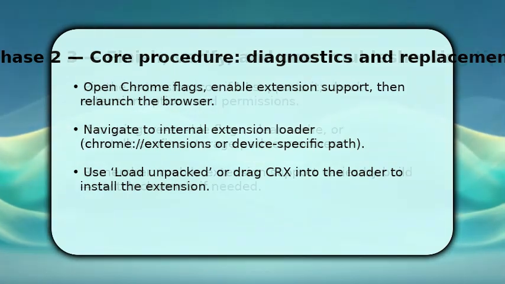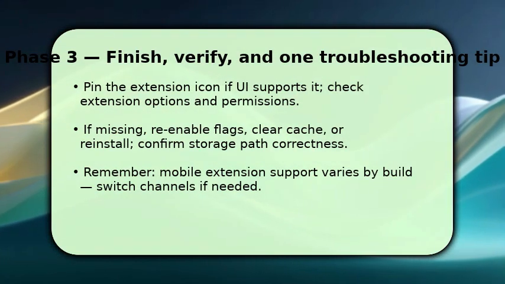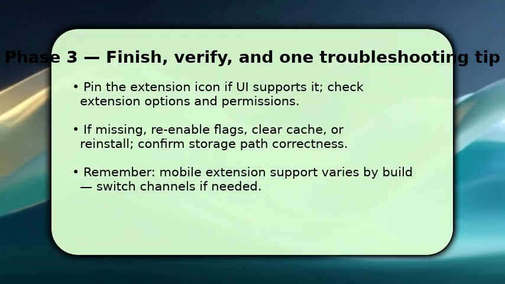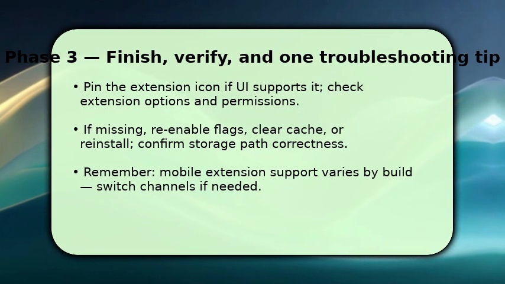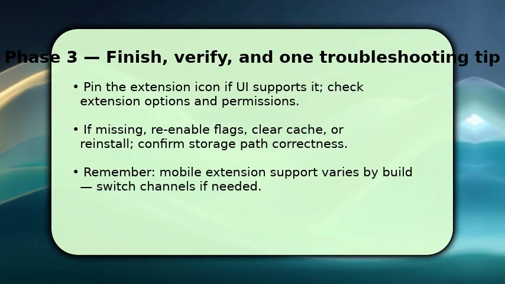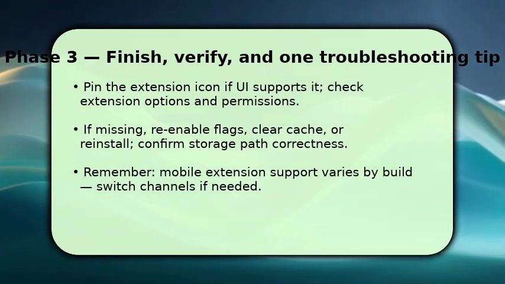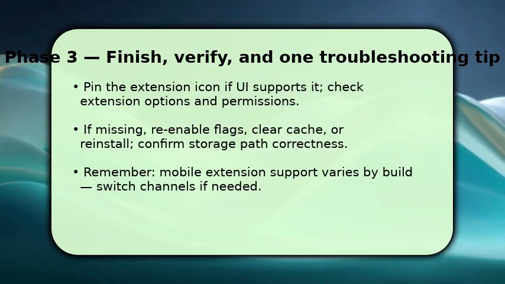Finish by verifying the extension appears and functions. Open its options, pin the icon if the UI allows, and test a basic feature. If it doesn't show, relaunch Chrome, revisit flags, and clear cache. Sometimes uninstalling and reloading the unpacked folder fixes path or permission errors.